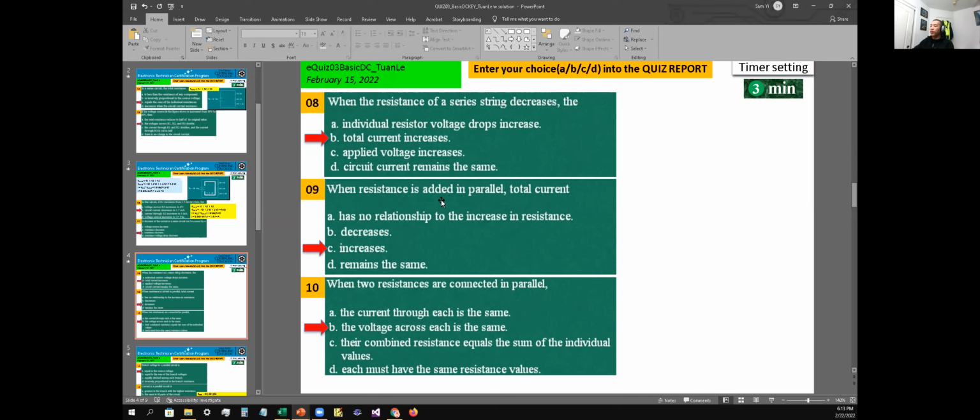Number 9, when resistance is added in parallel, total current will increase, because anytime you add resistance in parallel, you're going to decrease the total resistance. Therefore, you're going to increase the current. So the answer is C as in cat for number 9. Number 10, when two resistances are connected in parallel, the voltage across each is the same. So the answer is B as in Bob for number 10. Any question on number 8, 9, or 10?